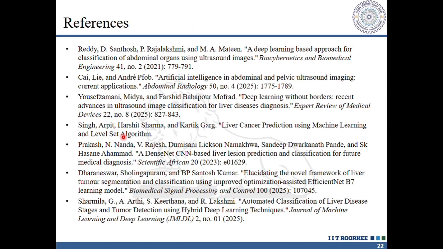These are the references used in this project, including research papers and review articles related to liver tumor detection and deep learning techniques.